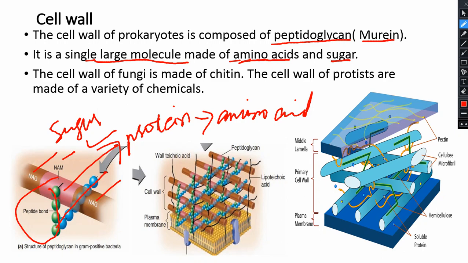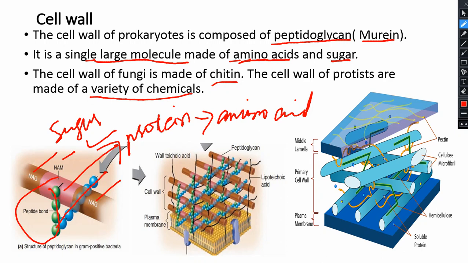The cell wall of fungi is made up of chitin, which is another type of polysaccharide. And the cell wall of protists is made from a variety of chemicals. A variety of chemicals means that there are many organisms. Some would have cellulose, some would have compounds related to cellulose, and some would have other complex carbohydrates. That's why they say that they are made from a variety of chemicals.